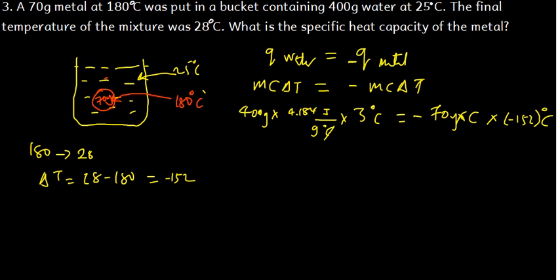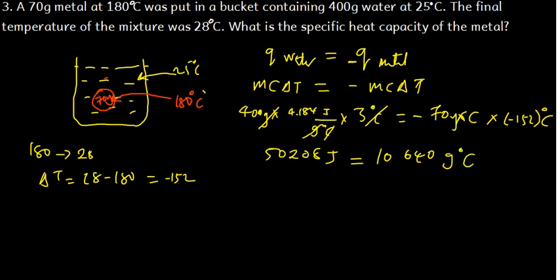So notice this degree Celsius cancels with this degree Celsius, and the gram cancels with this gram. If we multiply the first portion, 400 multiplied by 4.184, then multiplied by 3, this portion will give us 50,208 joules, and that is going to be equal to the other side, 70 grams multiplied by negative 152. Remember, this is already a negative. Multiplied by another negative which is inside there, it becomes positive. So that will be 70 times 152, which is 10,640.